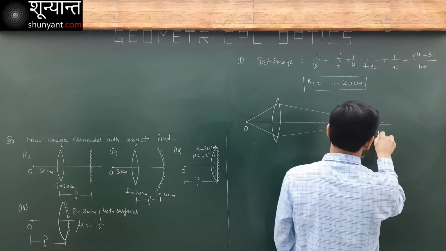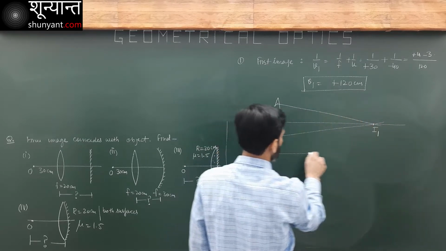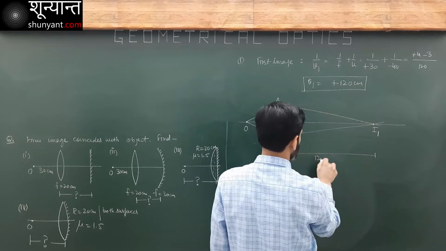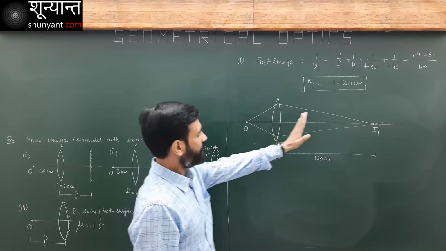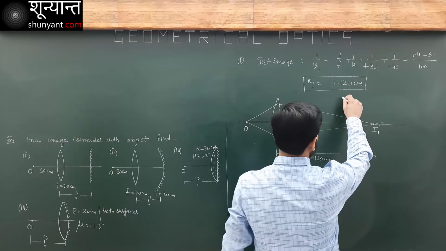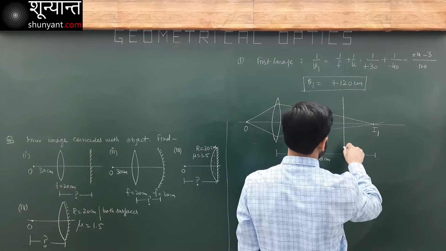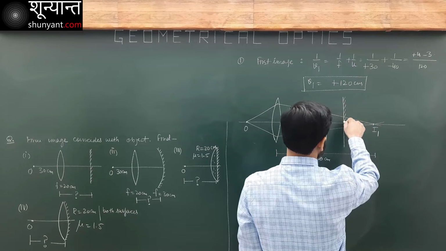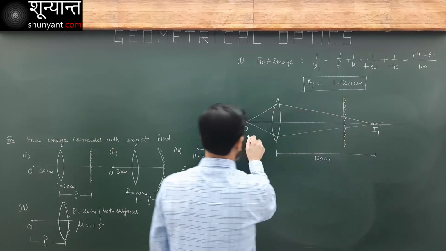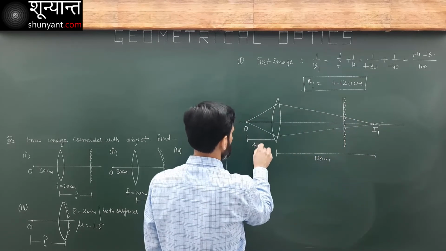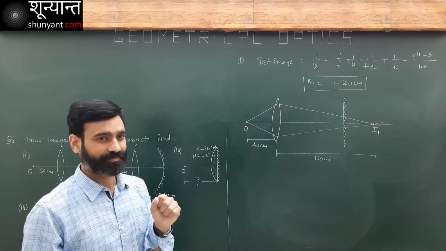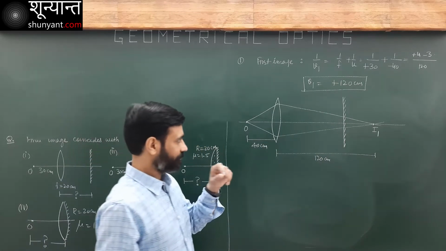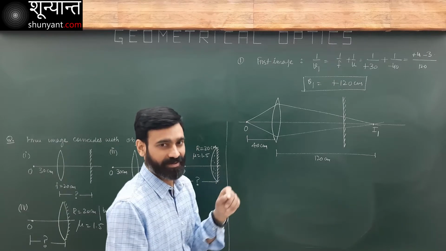This is my first image here. 120. This whole thing is 120 centimeters. Okay. Now, in between I am keeping my mirror here. My mirror is here. Okay, what was this distance? This was 40 centimeters. Try to understand. Okay. It's going to be very interesting.